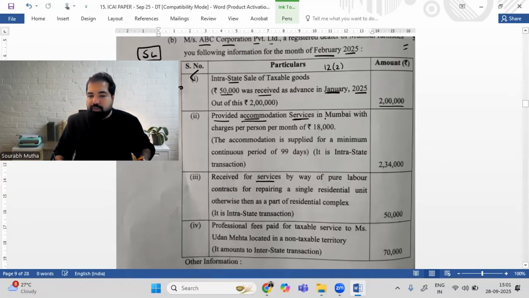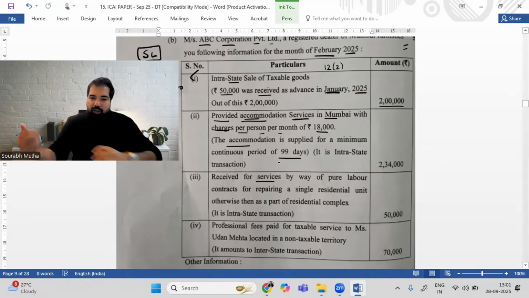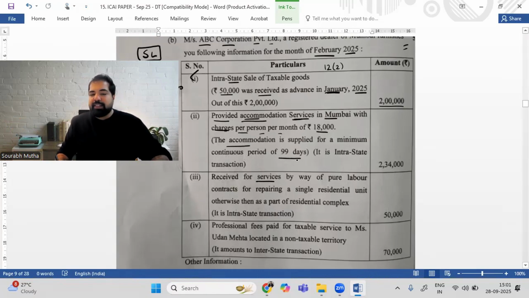Provided accommodation services in Mumbai with charges per person per month is 18,000 per month. The accommodation is supplied for a minimum period of 99 days. Guys, this is like residential accommodation. This is not a hotel because it's a long period of stay for residents. And hence, in this case, this is exempt. There is no GST. So, year dash and year dash. This is notification number 17 of 2017.